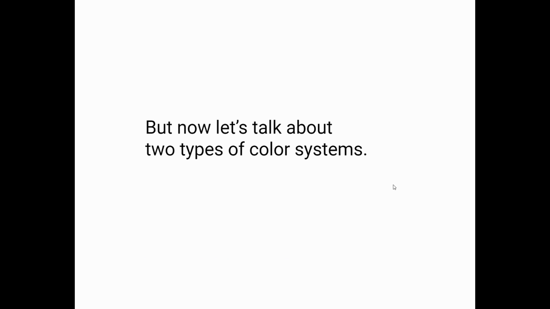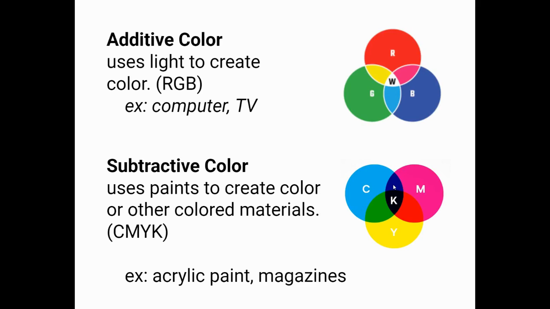So now we're going to talk about 2 different types of color systems. Additive color uses light to create color. It uses an RGB model, which is red, green, blue. Examples of this are your phone, computer, TV, those types of digital items. When those colors are combined, it creates white. When you look at your screen when it is off, what color is it? It's black. So it starts with black and it goes toward white.